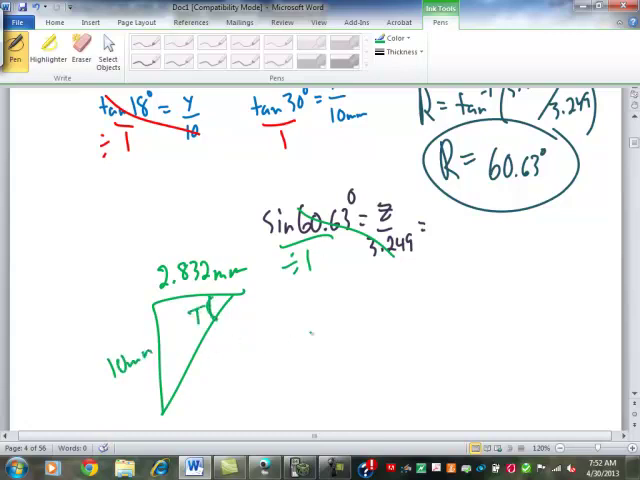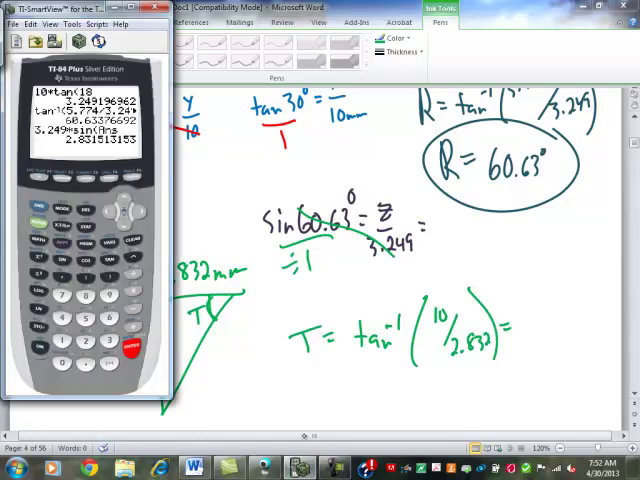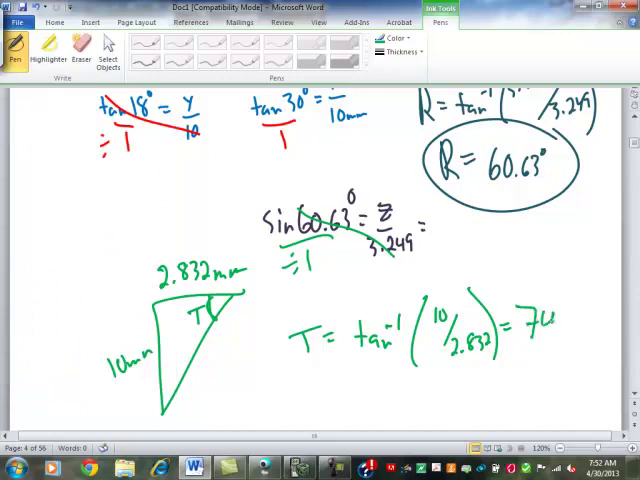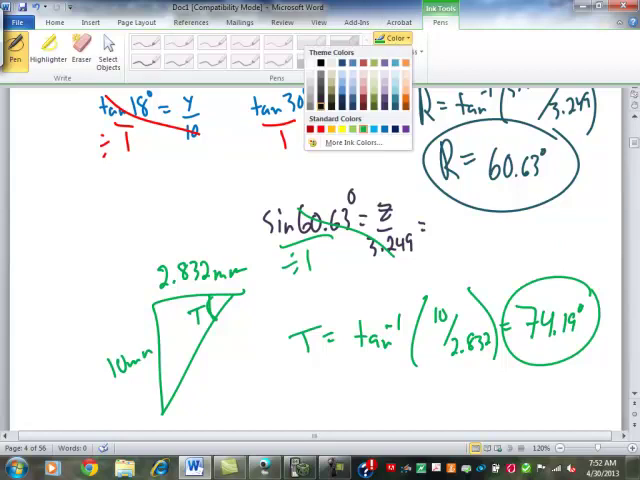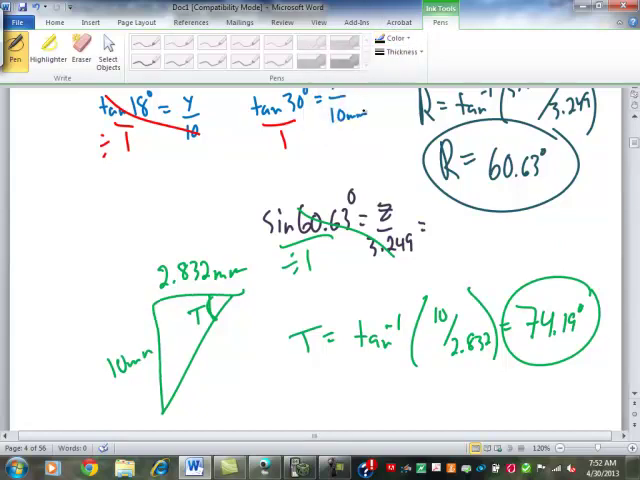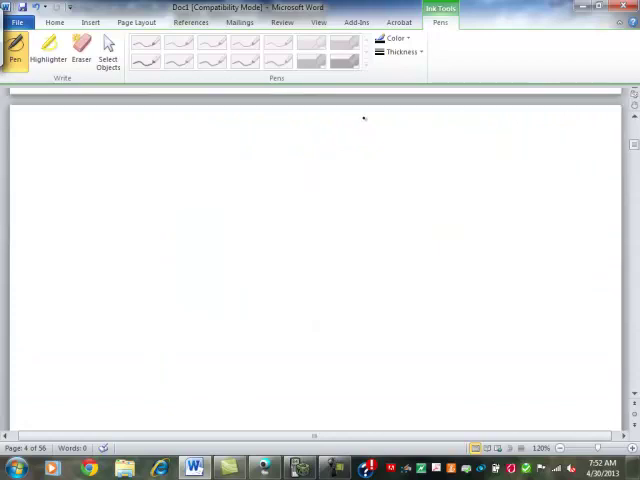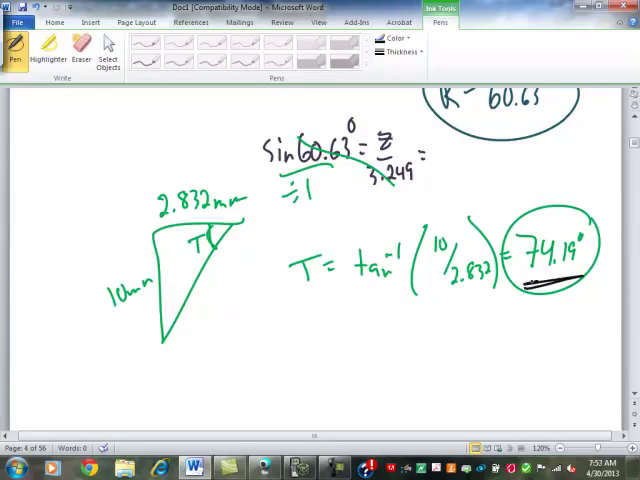Here's my tilt that I'm looking for. Tilt is the inverse tangent of 10 over 2.832, giving us 74.19 degrees. Look familiar? Good. What was the answer? I didn't see it. 74.19 is the tilt.